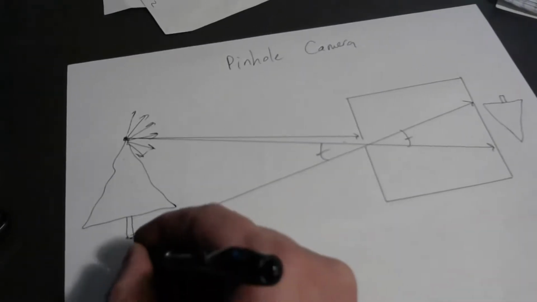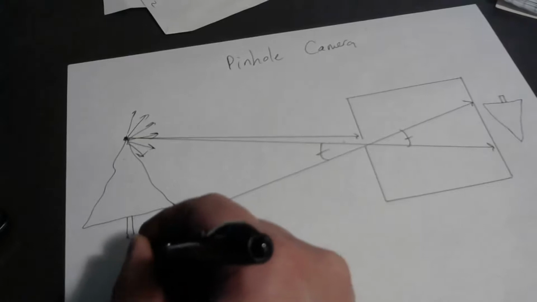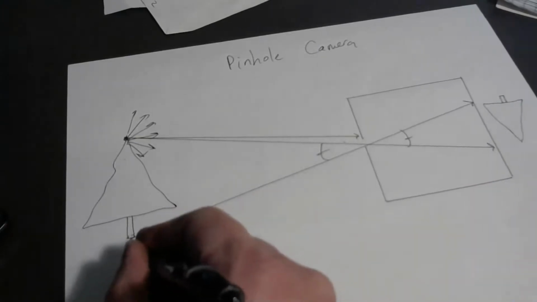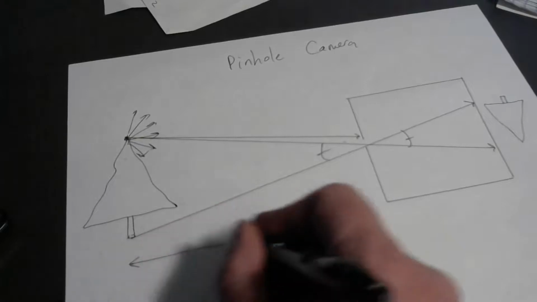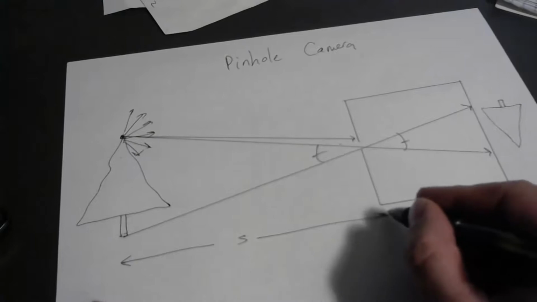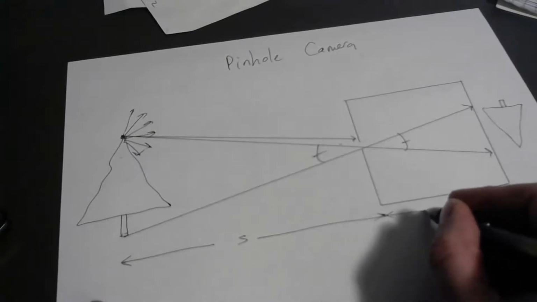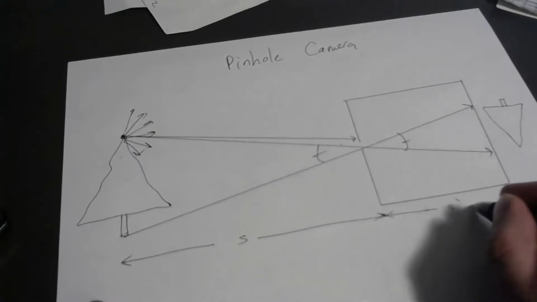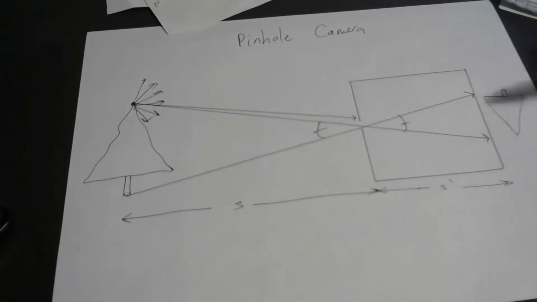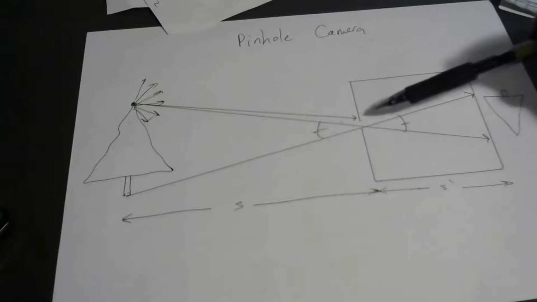We're going to use these letters throughout the chapter. The distance from the so-called object. This is the object, this is the image. The distance from the object to the pinhole, I will call S. That is the object distance. The distance from the pinhole to the image is S prime. That's the image distance. Notice we formed an image, by the way, with no lens.